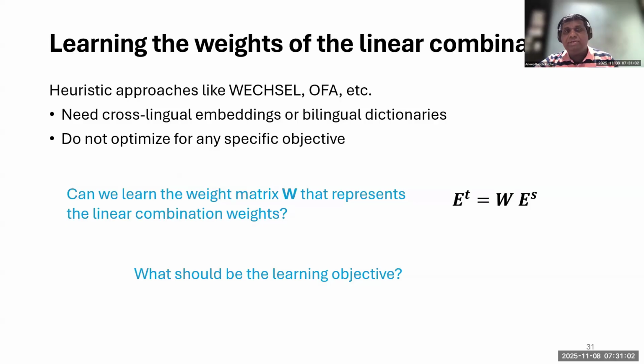So far we looked at a bunch of heuristic approaches to learn these weights for the linear combination using cross-lingual embeddings and bilingual dictionaries, and they don't particularly optimize any specific objectives. But can we just learn these weight matrices for transformation of the embedding spaces directly? And if so, what should that learning objective be?